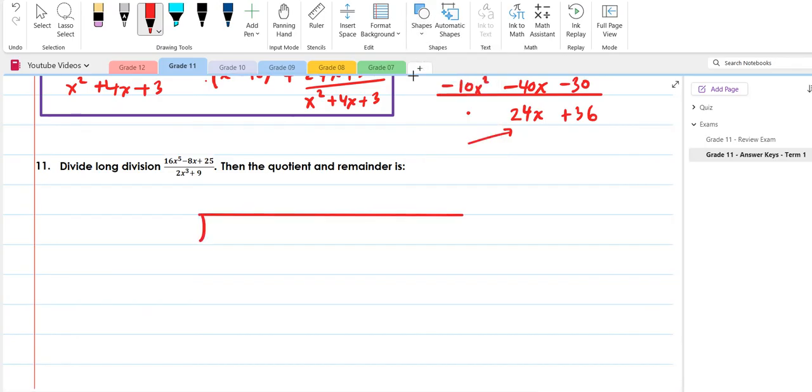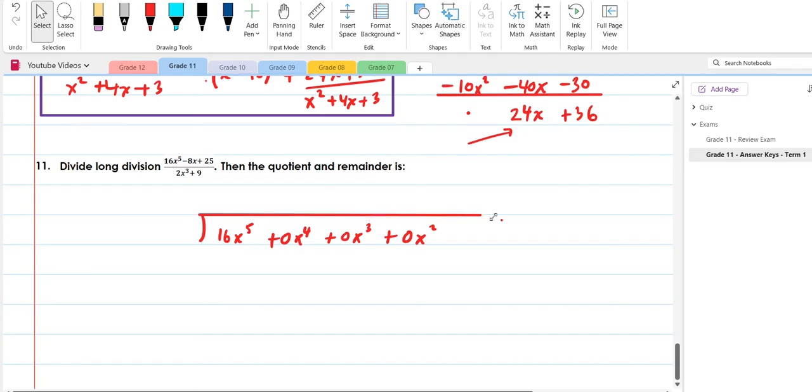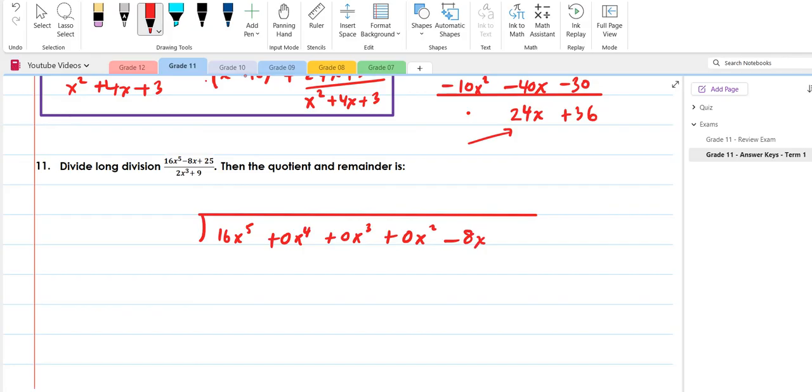Let's see. Alright, so we have 16x to the power 5. We don't have any x to the power 4 terms, so 0x to the power 4, plus 0x cubed. We don't have any cubic terms, plus 0x squared. We don't have any x squared terms. Then, do we have any x terms? Yes, we do. We have minus 8x and plus 25, and on the outside we got 2x cubed plus 0x squared plus 0x plus 9, because we don't have any x squared and x terms.